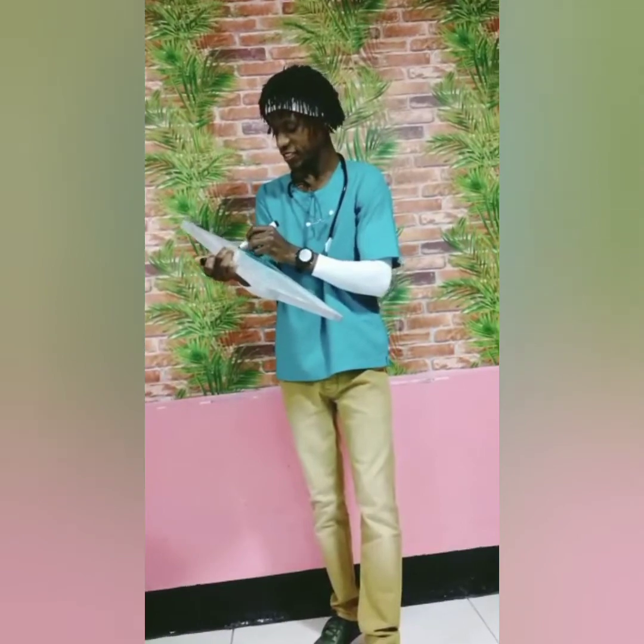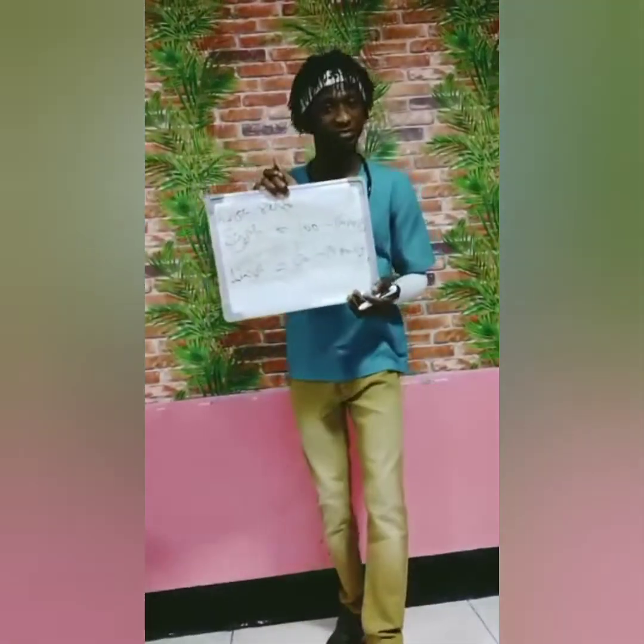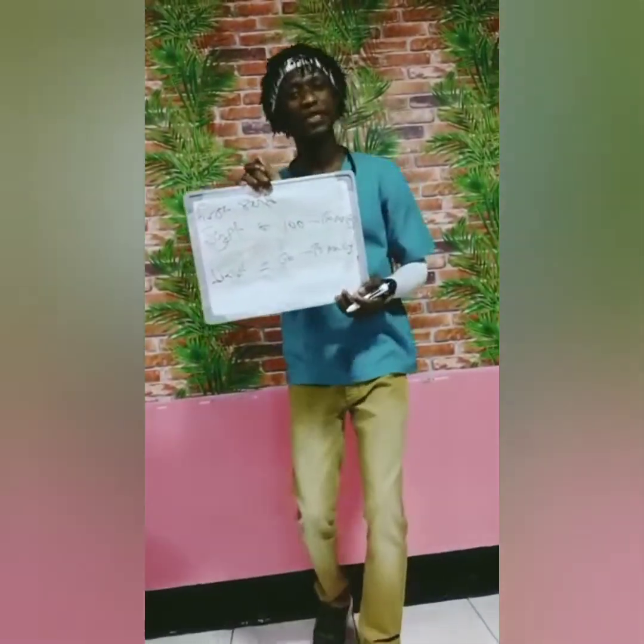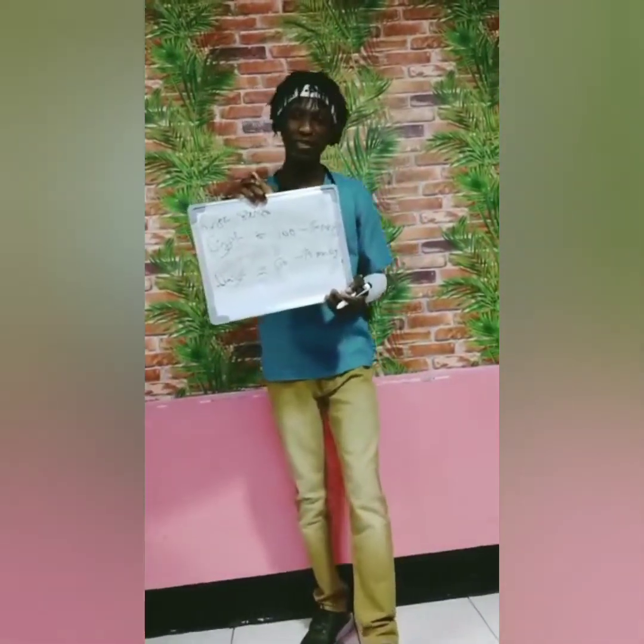Diastolic ranges from 60 to 90 mmHg. Now, what is mmHg? mmHg means millimeters of mercury. So let's talk about hypo and hyper.